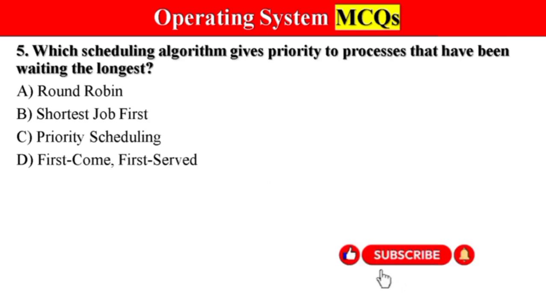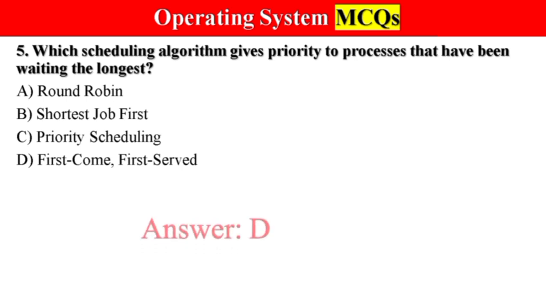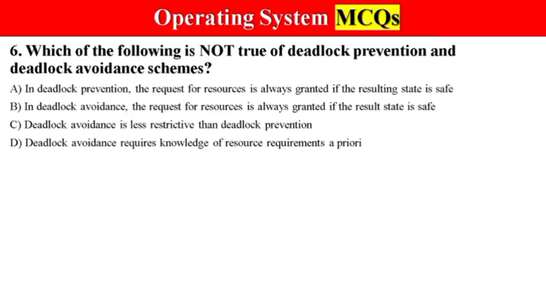Question number 5, which scheduling algorithm gives priority to process that have been waiting the longest? A, round robin. B, shortest job first. C, priority scheduling. D, first come first served. The scheduling algorithm that gives priority to process that have been waiting the longest time is first come first served, the correct answer.